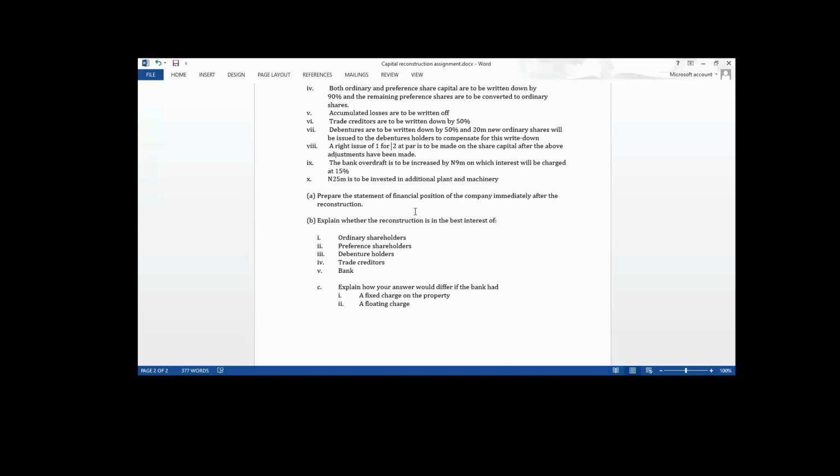Then you now say if the company is reconstructed as proposed, what will ordinary shareholder benefit? What will preference shareholder benefit? What will debenture holder benefit? What will trade creditor benefit? What will the bank benefit?